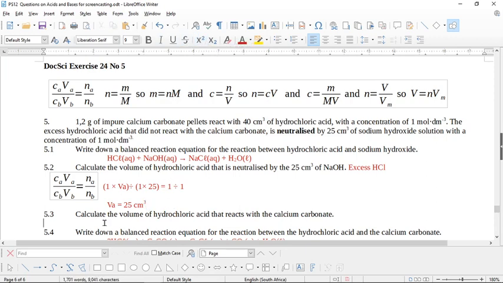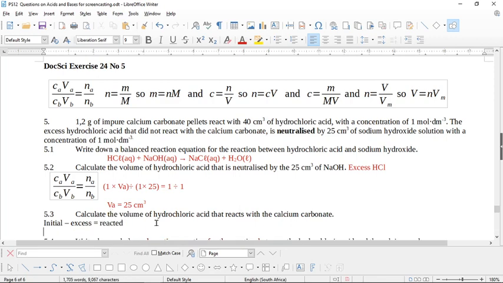Now it says to you, calculate the volume of hydrochloric acid that reacts with the calcium carbonate. So we're going to find this by knowing what the excess is. We know what the initial is, okay? So the initial minus the excess is going to give us what reacted, because whatever's left over is the excess, and it didn't react. So 40 minus 25, I do believe this is 15 cubic centimeters.